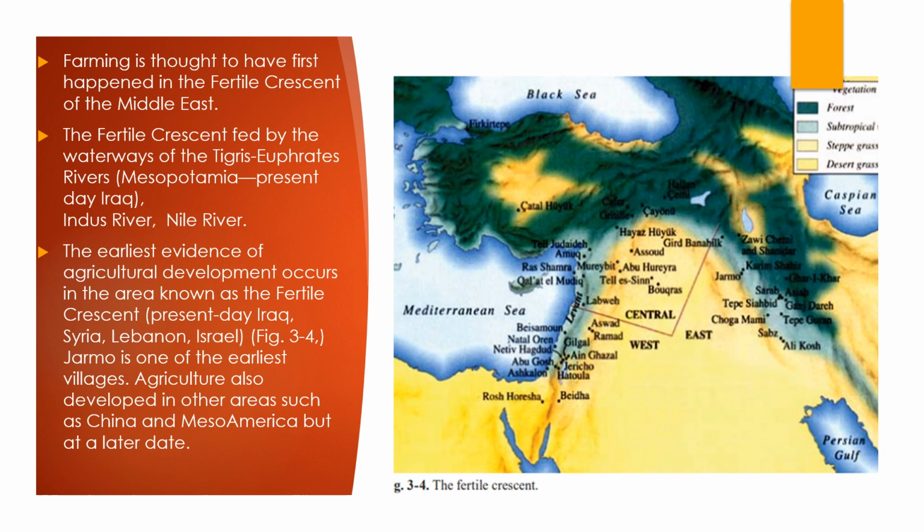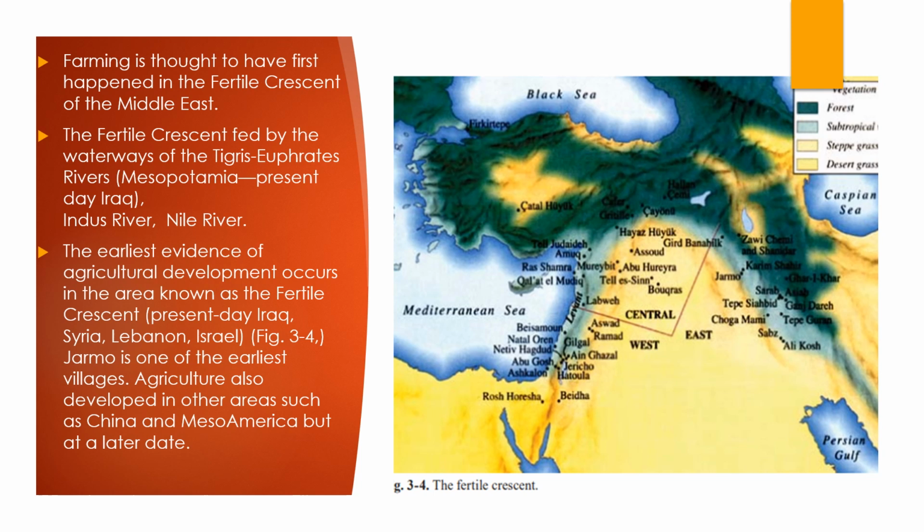Jarmo is one of the earliest villages. Agriculture also developed in other areas such as China and Mesoamerica, but that's at a later date. Because of this region's relatively abundant access to water, the earliest civilizations were established in the Fertile Crescent, including the Sumerians. Its area covers what are now southern Iraq, Syria, Lebanon, Jordan, Palestine, Israel, Egypt, and parts of Turkey and Iran.